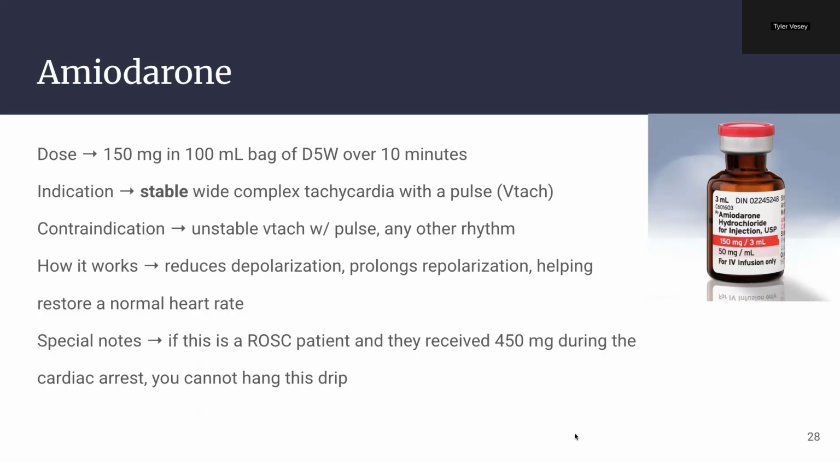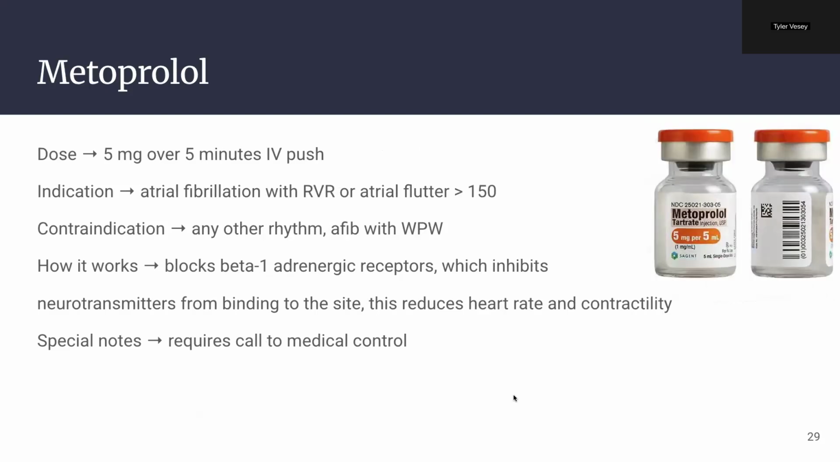So if a patient has ROSC and they're going into VTAC, that's where you're probably going to cardiovert. Again, always have conversations with med control, but you're probably not going to exceed this 450. It's a very, very potent drug, and it stays in the system for a long time.